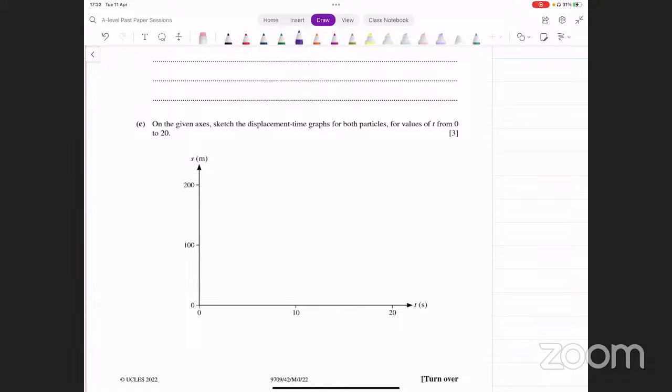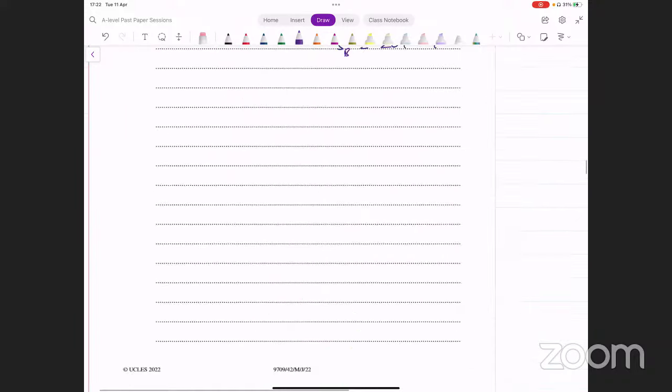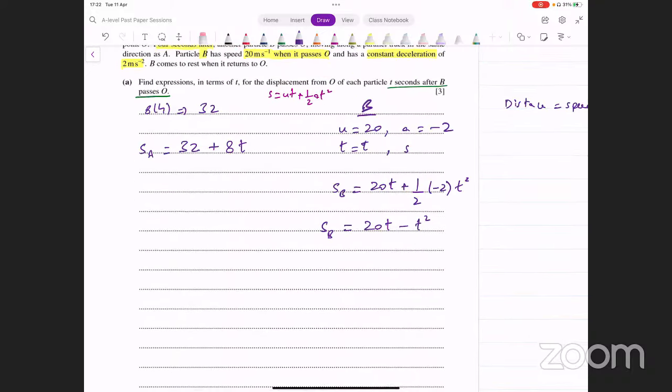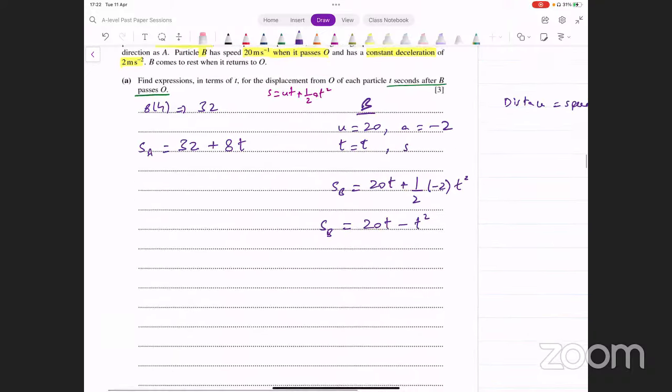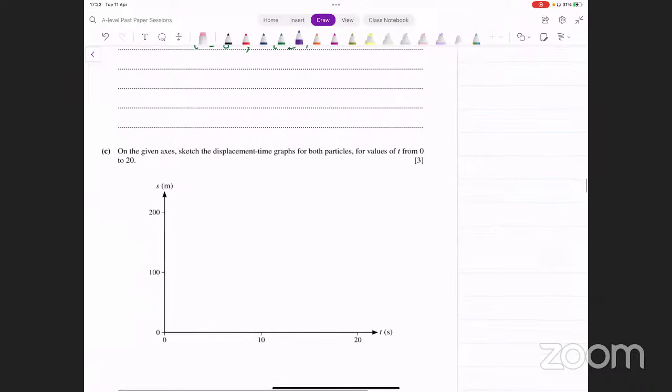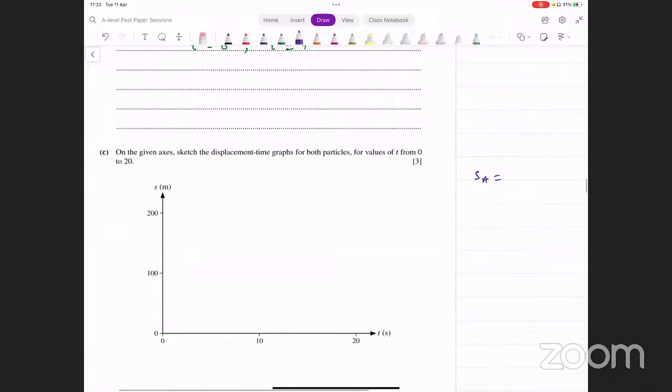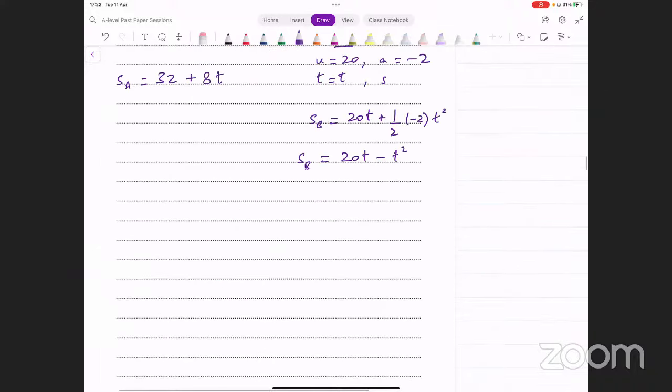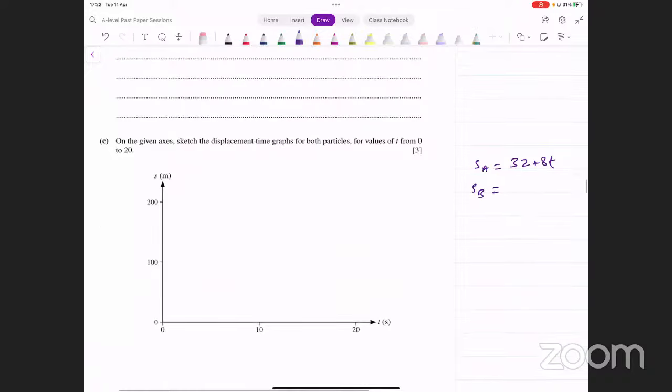अब देखिए आपके पास दोनों functions हैं, 32 plus 8t and 20t minus t square. ये तो एक तरह से paper 1 का question हो गया, because you know what the functions are. एक आपकी straight line है और दूसरा आपका एक quadratic function है. इनके बस आपको graphs draw करने हैं यहाँ पे. Okay, so just have to plot those functions.